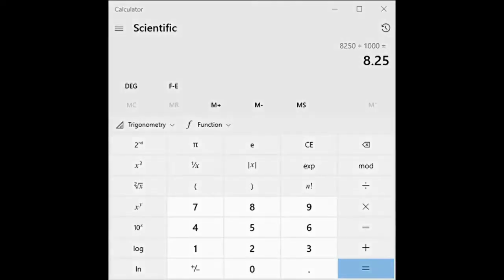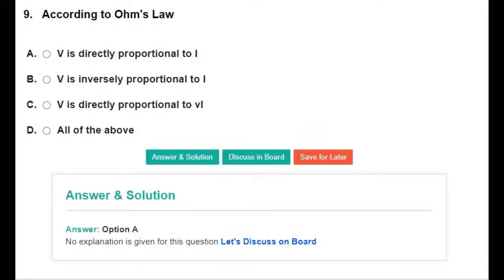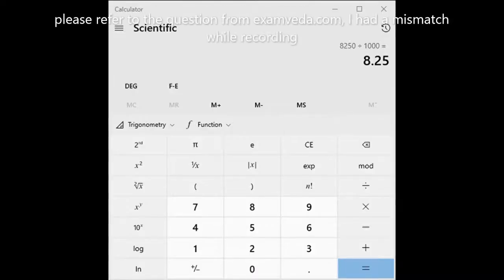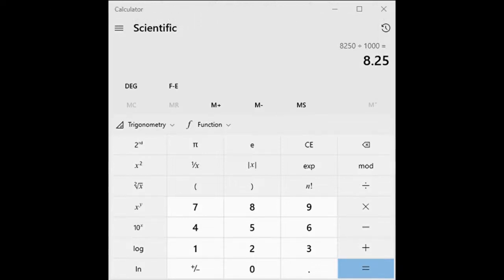So let us check the answer. Right, it is right. If you are aware of how to convert the values, it will be easier for you, or else you will get confused. According to Ohm's law, this can be asked for 1 mark: voltage is directly proportional to current. V is directly proportional to current, as I have shown in the first session. At the start of this session, I gave the definition for the same. So the answer will be this.